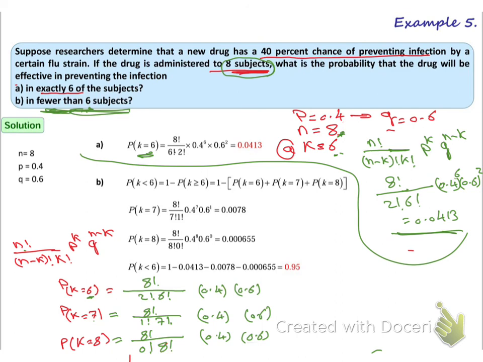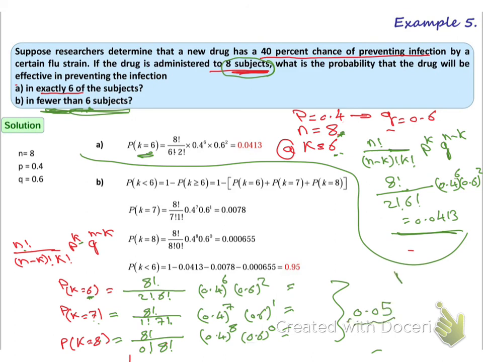Here, just put the power of p, which is always k. So this k is 6, this k is 7, and this k is 8. And here it is n minus k, where n is 8: 8 minus 6 is 2, 8 minus 7 is 1, and 8 minus 8 is 0. Then calculate them and add them up. They will give us almost 0.05, the total of them.